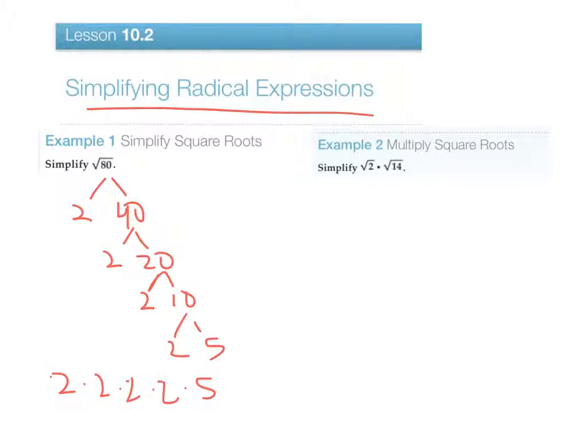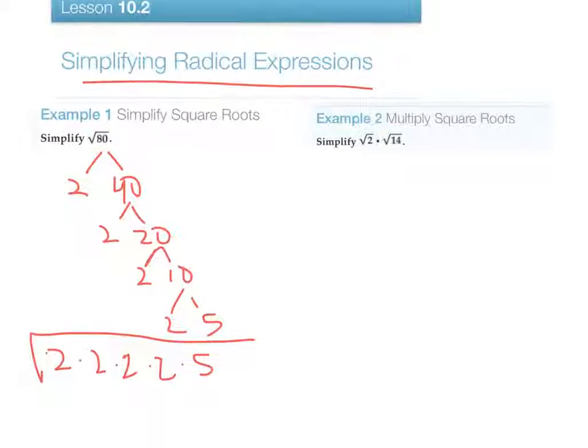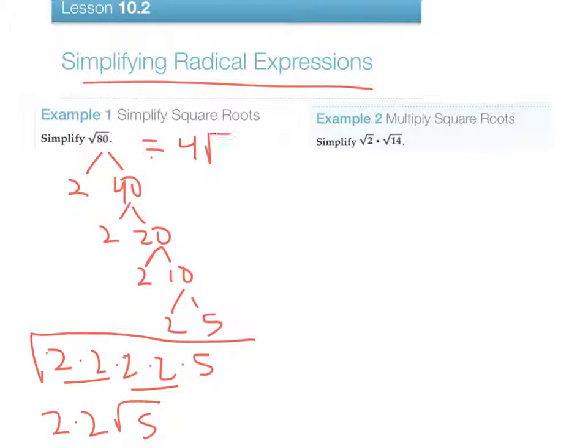Now once you have it factored out, you're looking for pairs, and that's what the square root of 80 equals. So to do this problem, I'm looking for pairs of numbers. Every pair, one comes out. I call it the buddy system. So this pair of 2's, one of the 2's comes out of the radical. This pair of 2's, one of the 2's comes out of the radical. And what's left over is the radical 5. And if you simplify this one as 2 times 2, which is 4, radical 5, we have our simplified answer.